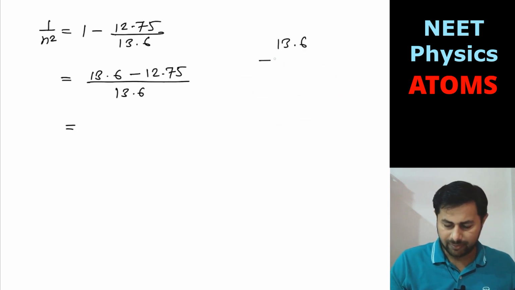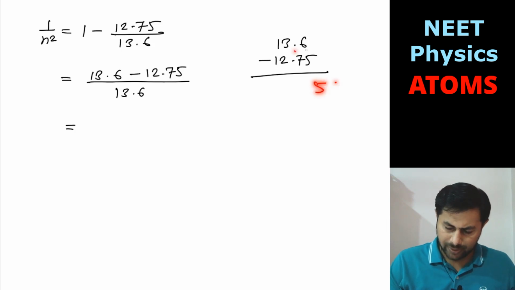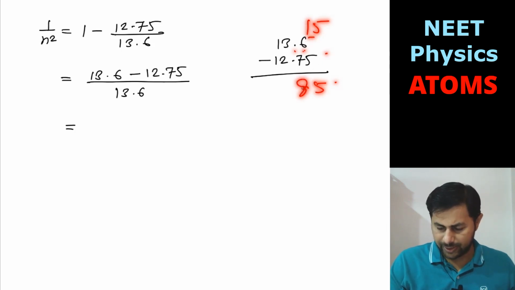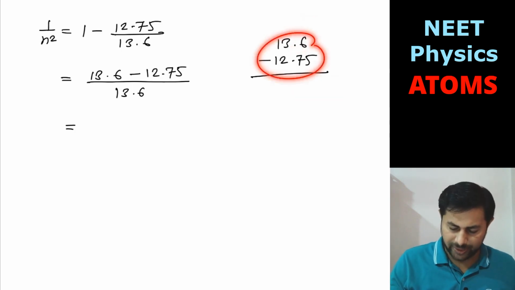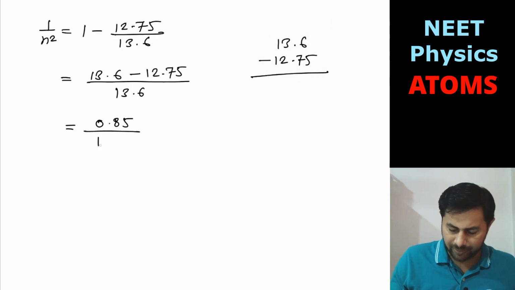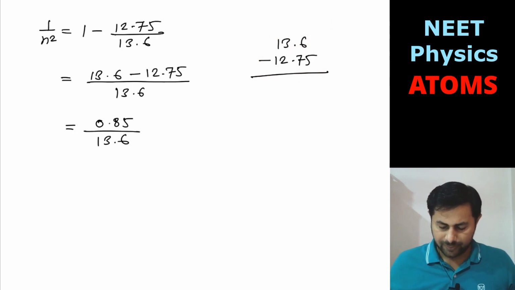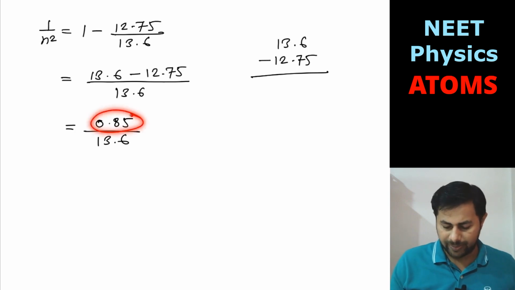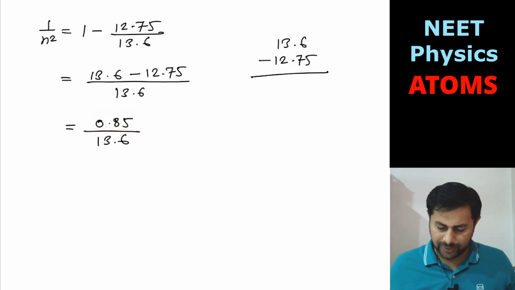13.6 minus 12.75. So this thing would be 5. Okay, 5, 7, 15 minus 7 is 8. Then it is 0.85. So it's 0.85 divided by 13.6.